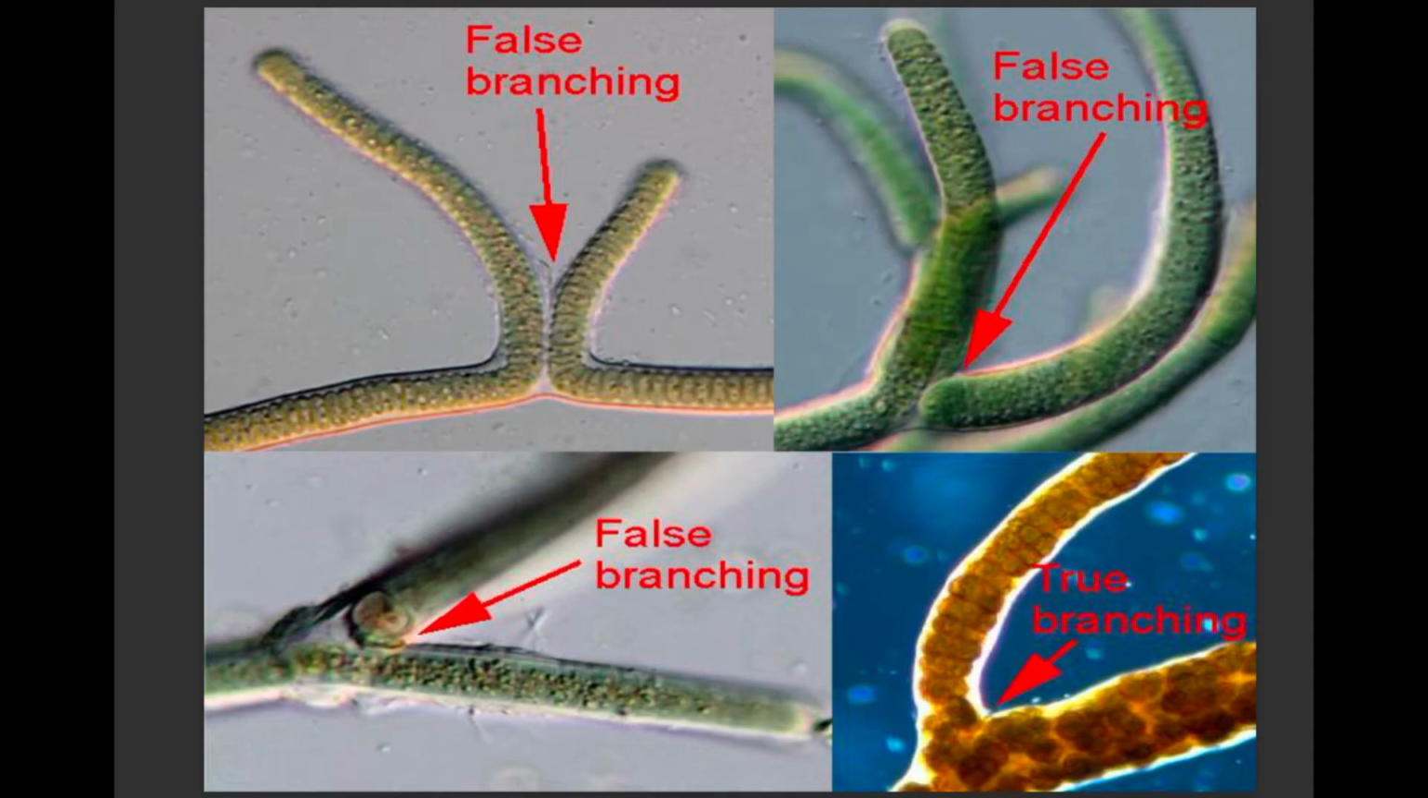Again, this is just a recap of your laboratory portion. The false branching right here, as you can see here, the mucilaginous sheet breaks apart in this area. So it's not continuous. So you can see here, this is for your Scytonema species. This is the Scytonema type of branching. These are clearly false branching.